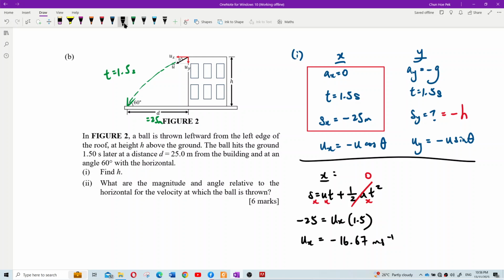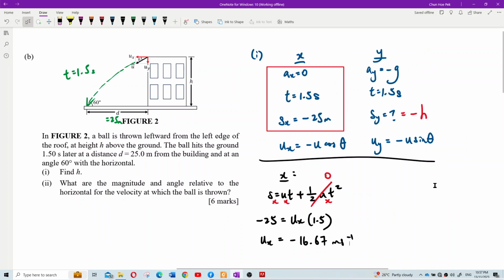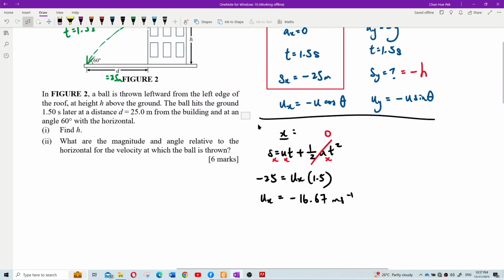Wait, it also gives us a 60 degree, right? What can I use the 60 degree for? Yes, the final velocity. Huh? Final velocity. Okay. Fine. Final velocity. So let's add one more piece of information.